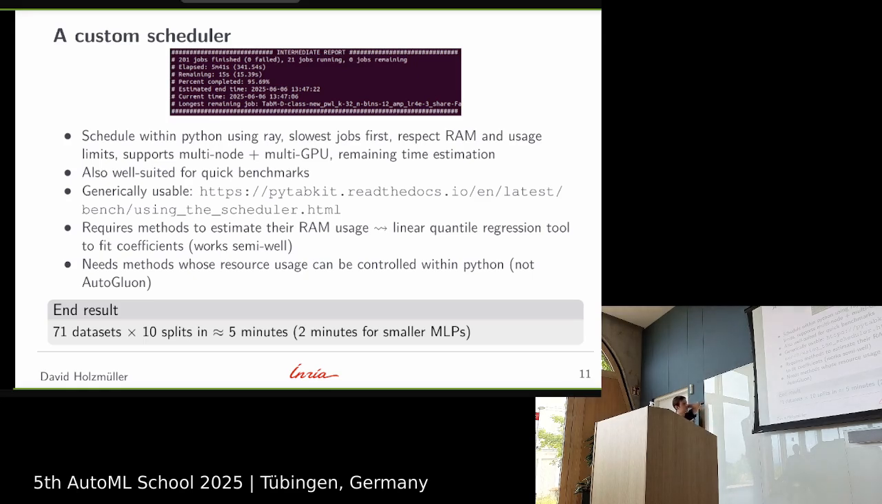Anyway, after all this optimization, for example for the meta-train classification benchmark, I ran 10 splits into train, validation, and test, and it takes around 5 minutes to run on this hardware. With smaller neural nets, it takes even like 2 minutes. So I could just run hundreds of configurations or maybe even thousands.